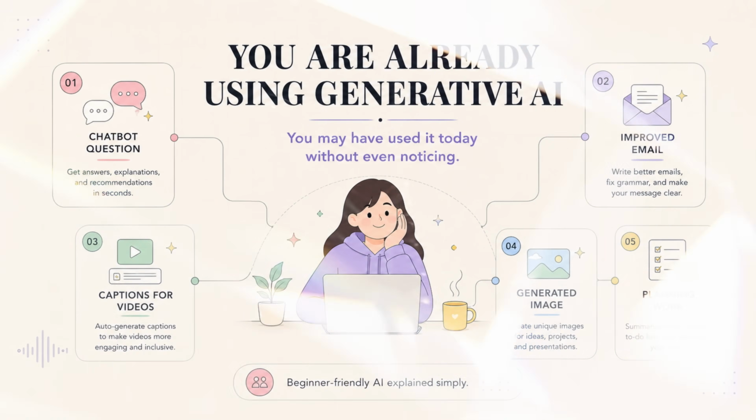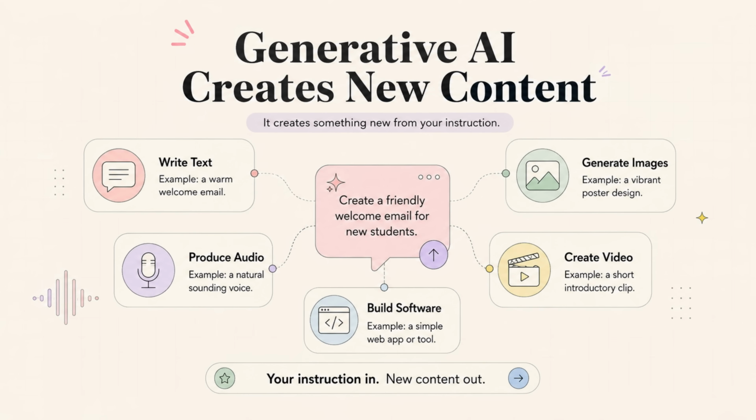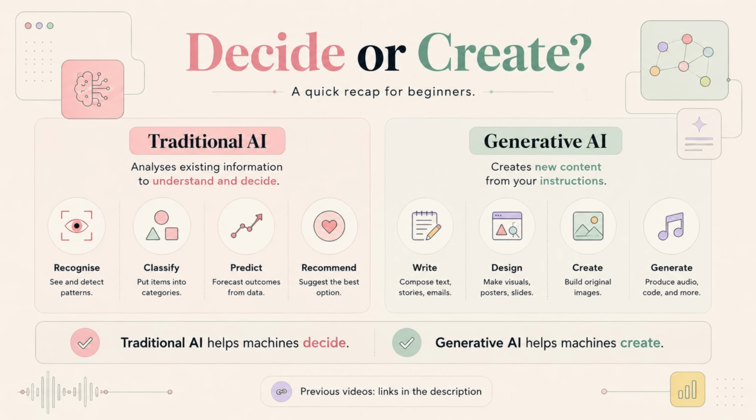Generative AI takes the next step. It can create something new from your instruction. It can write text, generate images, produce audio, create video, and help build software. Traditional AI mainly helps machines decide. Generative AI helps machines create.